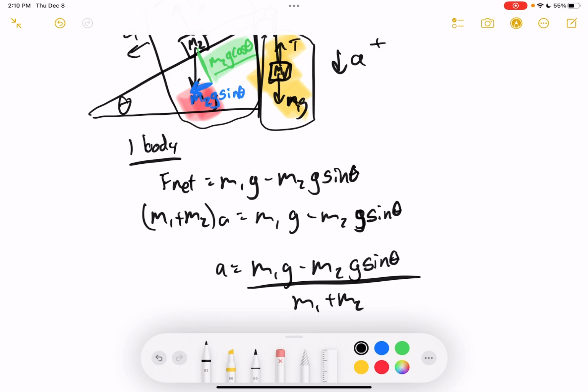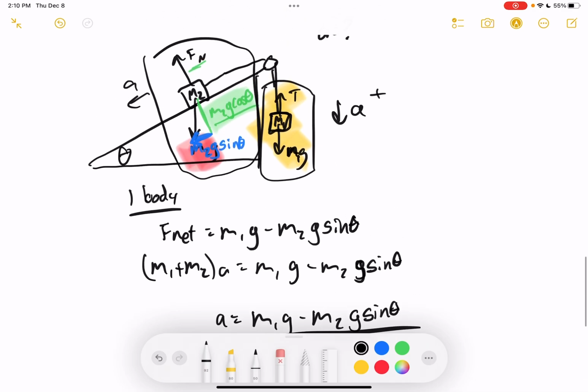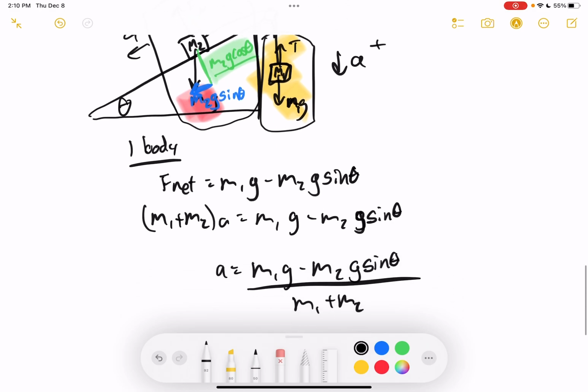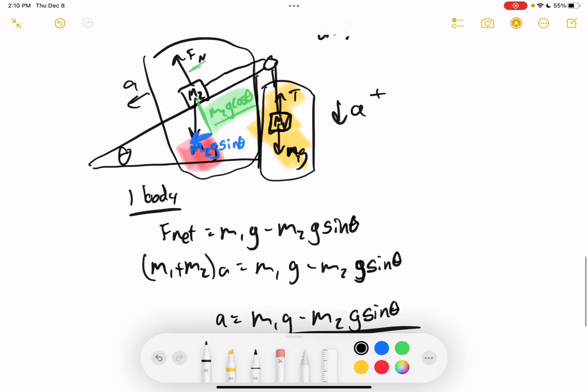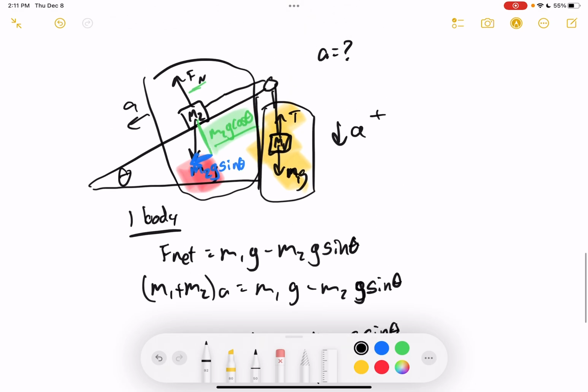Same exact question, but let's say we have friction, okay? Let's say it's still accelerating down, so M1 is a little bigger than M2. It's still accelerating down, but now we have friction, okay? So now we need to add an extra force here, which is FF, okay?